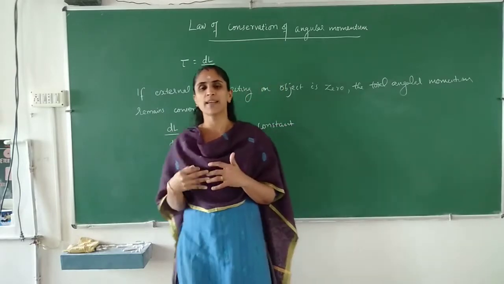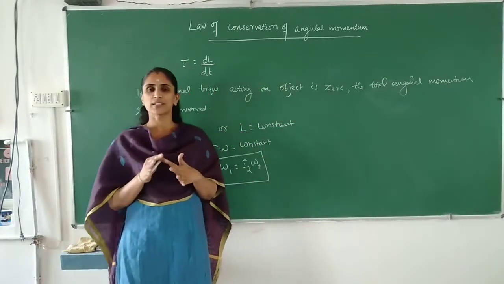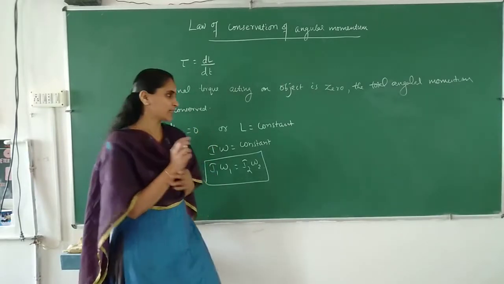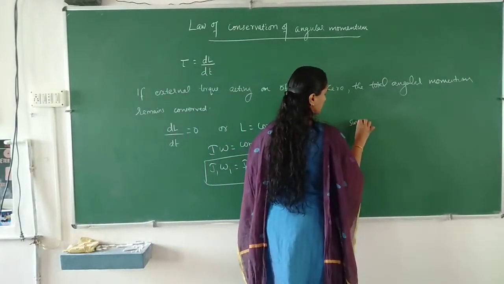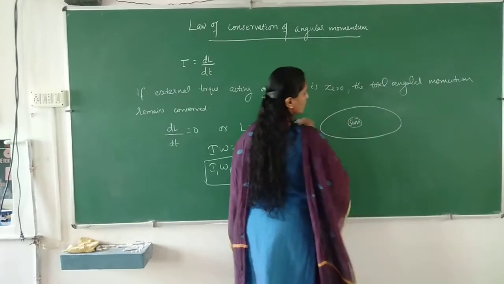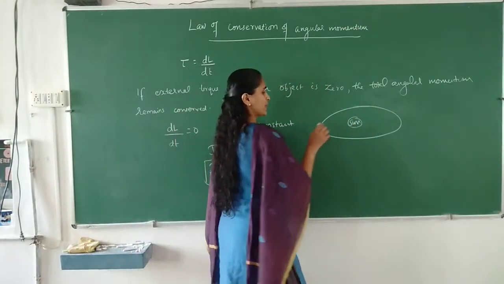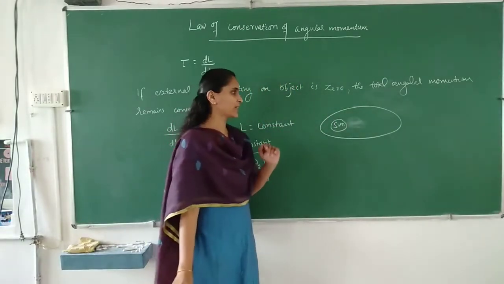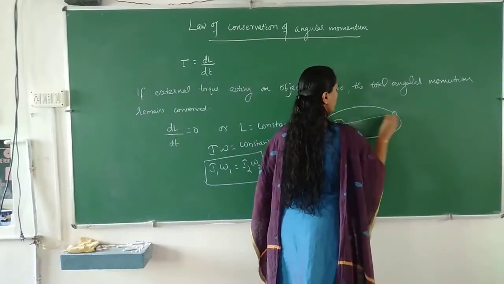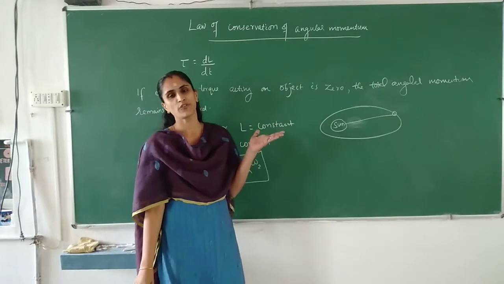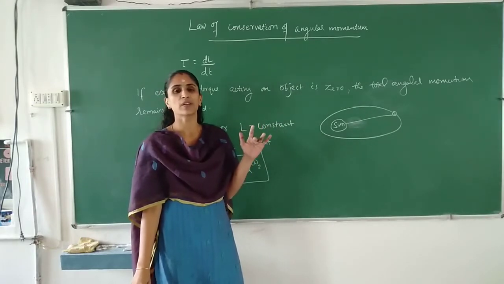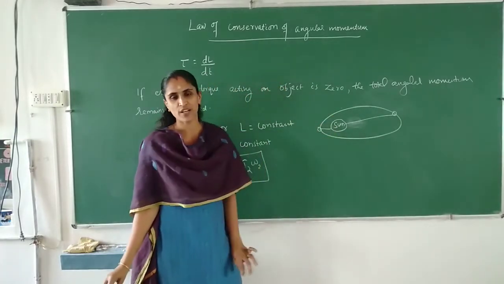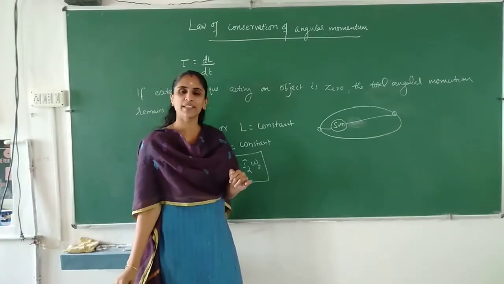In the case of planets, planets revolve around the Sun not in a circular orbit but in an elliptical orbit. Here the Sun will be at one of the foci. For example, if the Sun is here, and the planet is far away from the Sun, what happens? Moment of inertia increases and hence angular velocity decreases. And when it comes closer to the Sun, what happens? Moment of inertia decreases, so angular velocity increases.